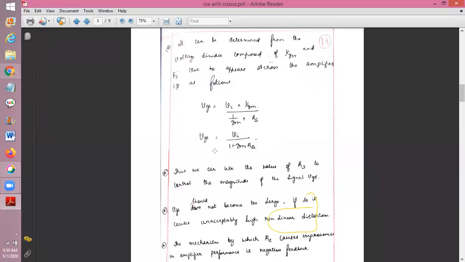Look at the denominator. In the denominator, you have the resistance Rs, and in the numerator, you have VGS. Let us relate Rs and VGS. If I increase the value of Rs, your VGS will decrease. If I decrease the value of Rs, your VGS will increase. So the magnitude of VGS is dependent on Rs.